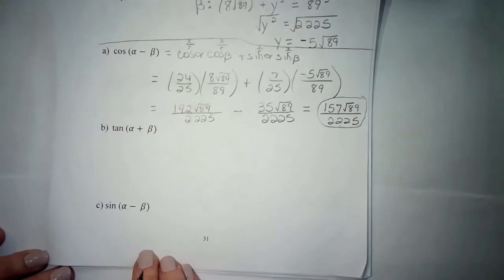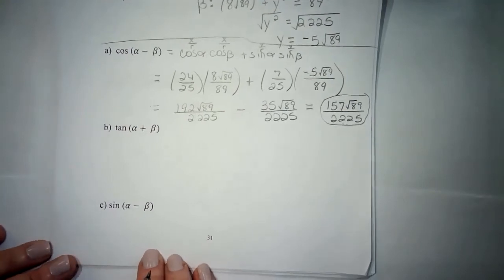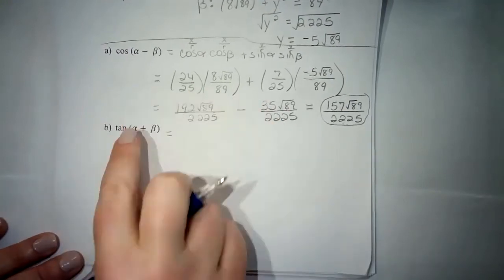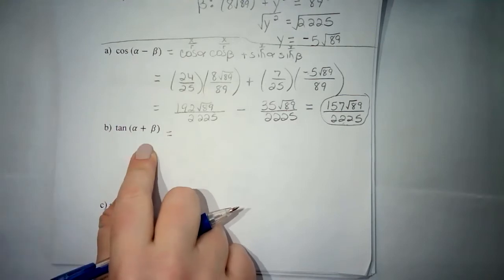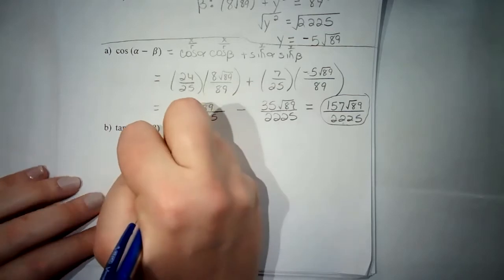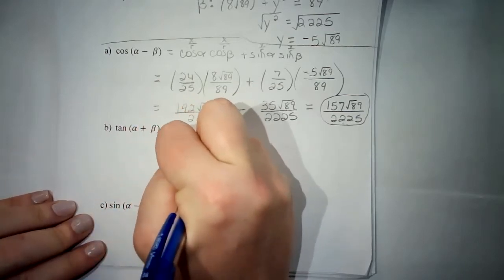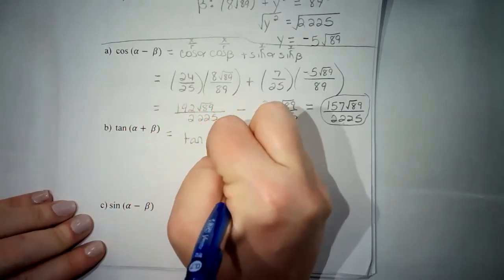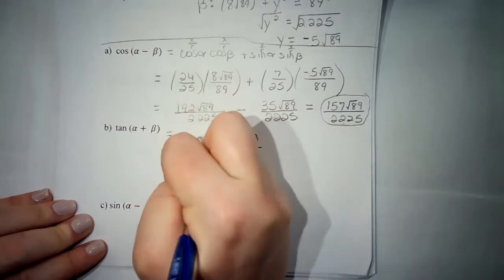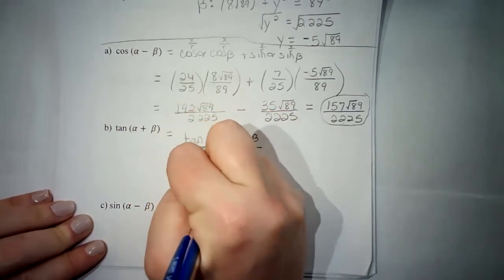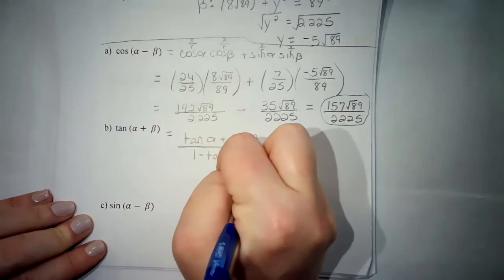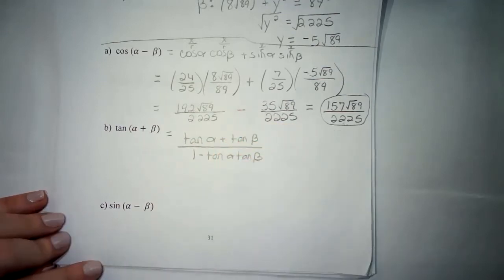All right, let's try tangent then. Okay, so I have a sum here. So I'm going to go back to my formulas. I'm going to find the sum of tangent formula, which is going to be tan of alpha plus tan of beta all over 1 minus tan alpha tan beta. Okay.